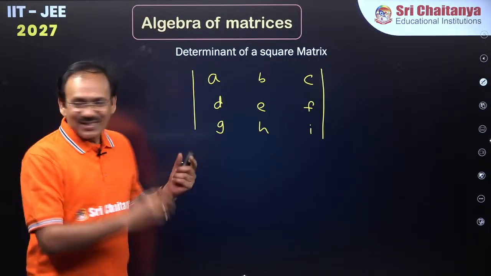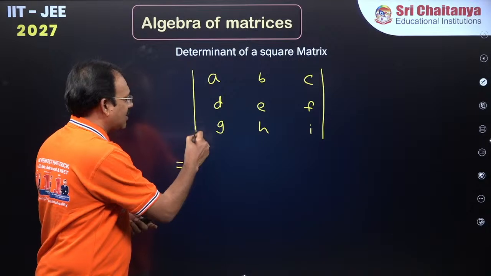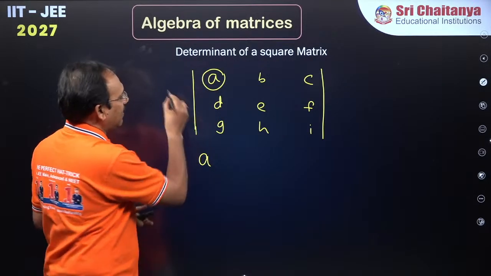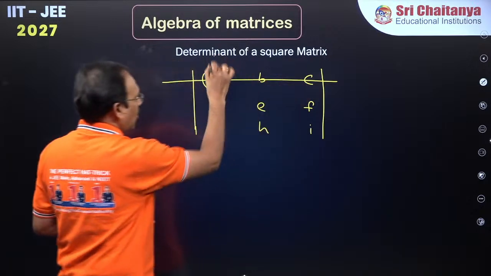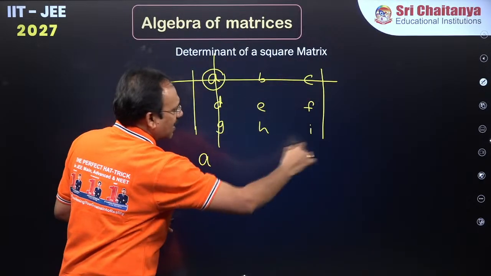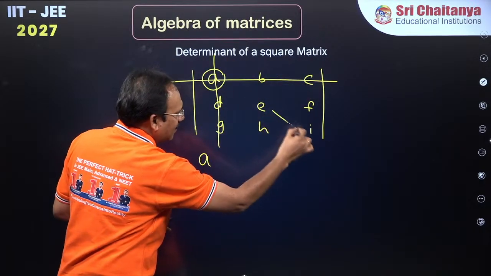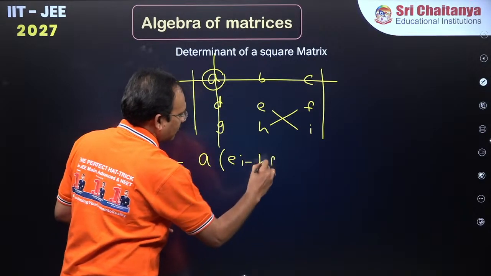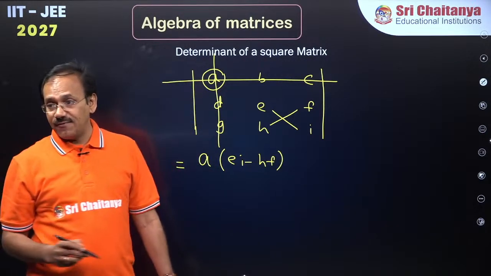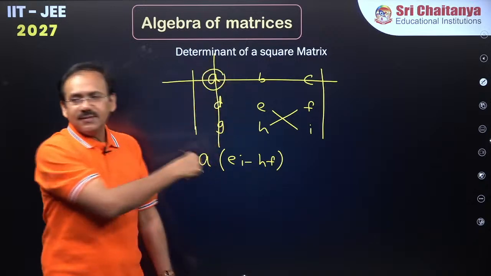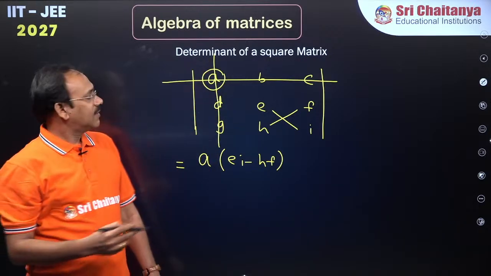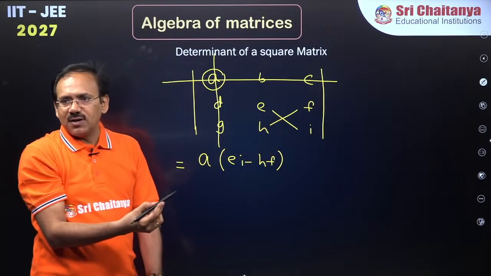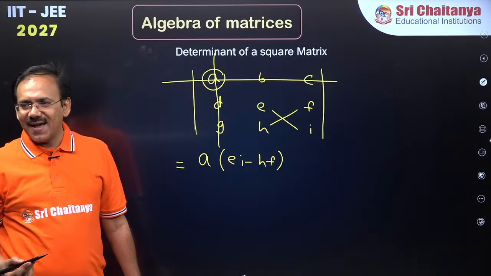Okay, right. So the first step is take the first number A, then remove this row and this column. You find this determinant: EI minus HF. Got it? First you take the first element, then remove that row and that column, and take this 2 by 2 determinant.